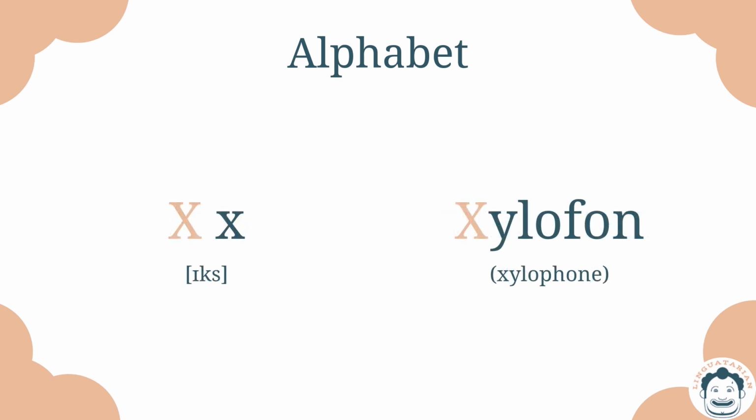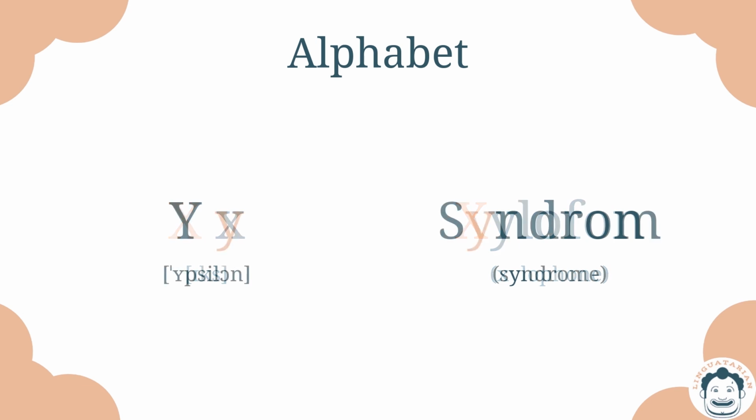Next we have X, as in the word xylophone. I've also heard it pronounced another way, but for this example, we're saying xylophone, as it matches the pronunciation of X better. Next we have ypsilon, and this is not pronounced the same as Y would be in English. Slightly different. The example word given here is syndrome.